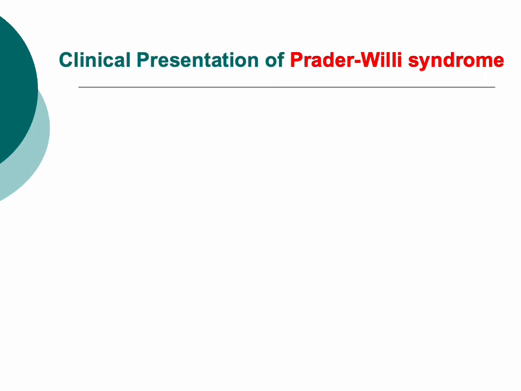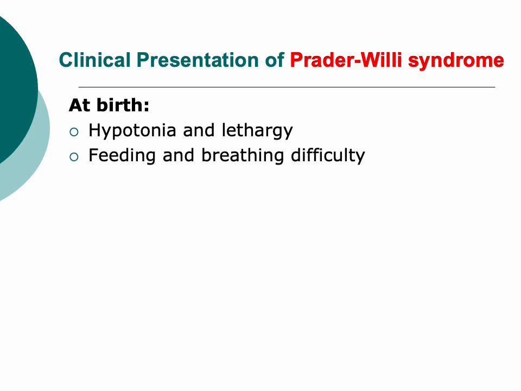So what are the clinical presentations of Prader-Willi syndrome? At birth, they would have hypotonia and lethargy. They would also have feeding and breathing difficulty, and undescended testes in males can also occur. Now, what is the problem in undescended testes in males? This would incur a higher risk for testicular cancers because our testes should be contained in an environment with a lower temperature compared to our body, meaning a cooler environment. So in undescended testes, you would have a higher risk for seminomas or testicular cancers.